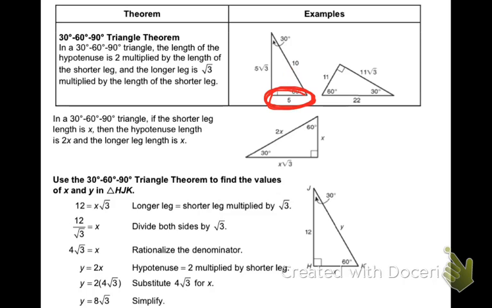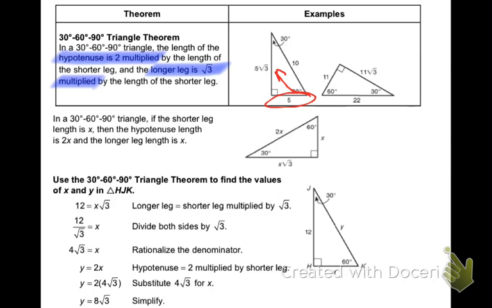Most people do really well in that. It's this relationship that they struggle on. The square root of 3. Okay, so the hypotenuse is 2 multiplied. The longer leg is the square root of 3 multiplied. So anytime I have the short side, the long side is then multiplied by the square root of 3.